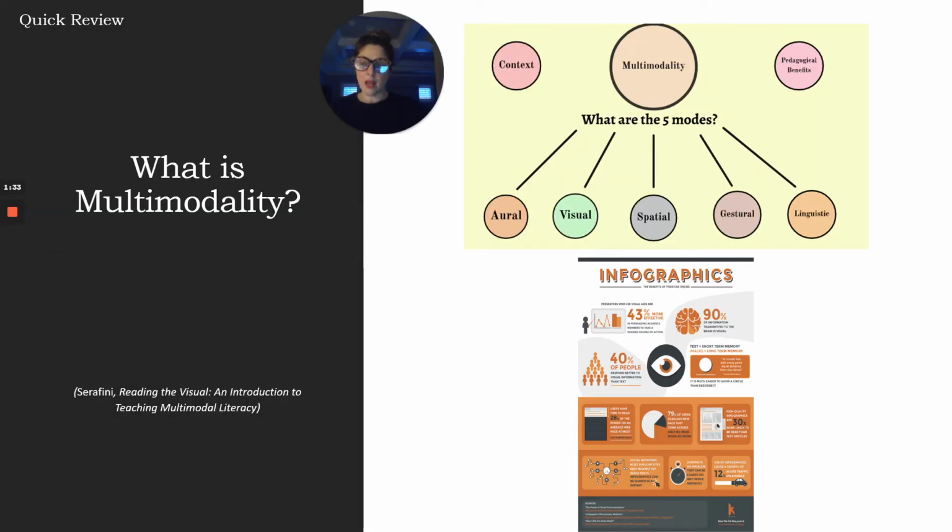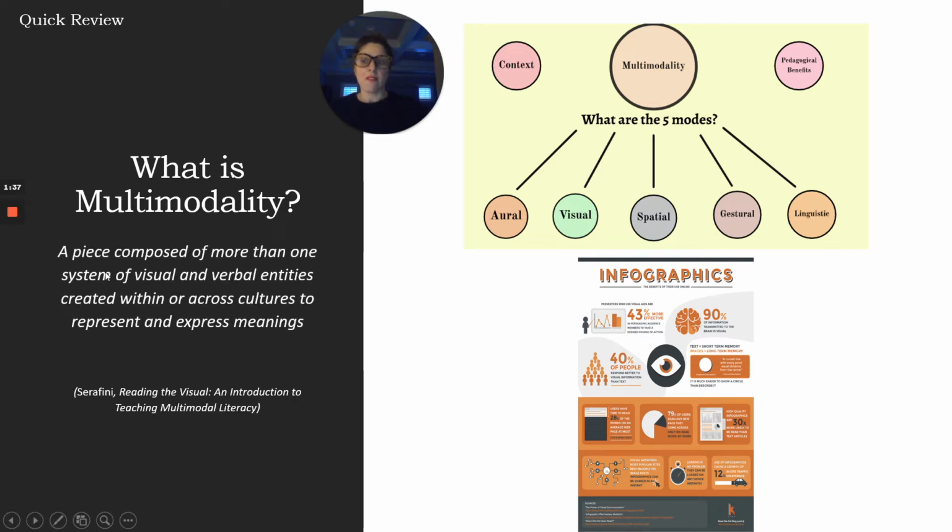In the third slide here, I am looking at defining multimodality again. That describes a piece composed of more than one system of visual or verbal entities. So a lot of times when you're seeing something like this, you're looking at a PowerPoint and listening to someone speak, watching them walk through some information, reading that information in front of you. All of those things contribute to an understanding of how it's multimodal or operates on a number of different modes.